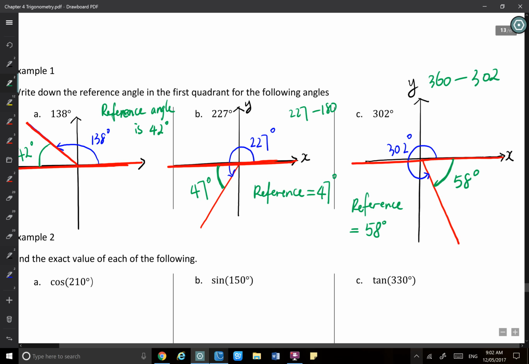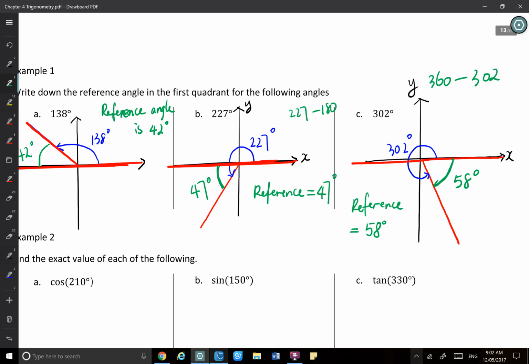Do we find 58 degrees for the reference angle for this one? Okay, the angle is in the fourth quadrant, and the angle made with the x-axis will be this small angle here. So it's 48 degrees.